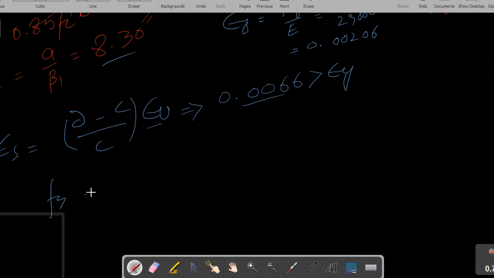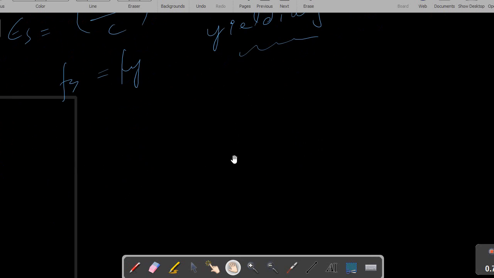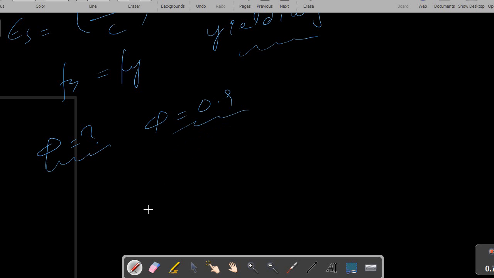Epsilon Fs equals Fy, and from this we can say yielding has occurred. The steel is yielding. Now we will find the strength reduction factor. We will see whether the strength reduction factor phi can be taken as 0.9 or whether it needs adjustment. For this we need epsilon T.